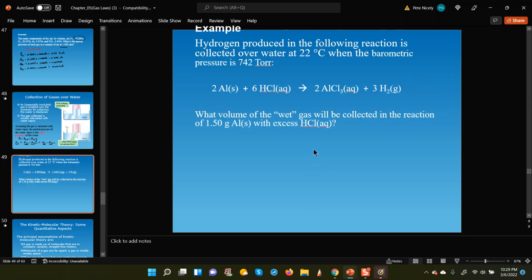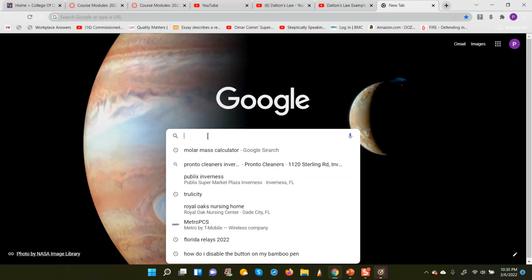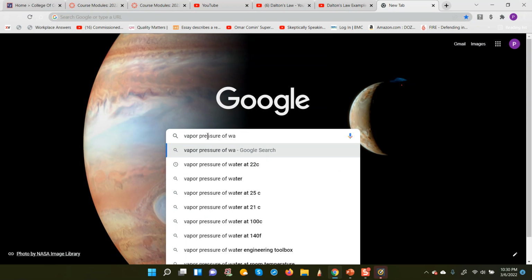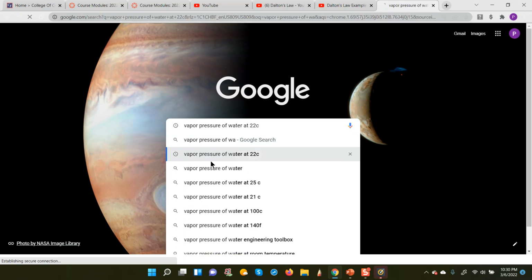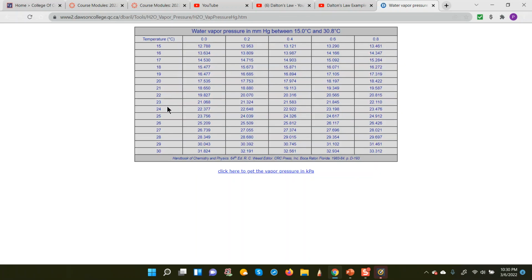Okay, so there's one thing that is missing from this question, and that is the vapor pressure of water at 22 degrees. So what I'm going to do is look that up. Vapor pressure of water at 22 degrees Celsius. And according to this, the vapor pressure of water at 22 degrees Celsius is, okay, you know what? Let me do this here. 22 degrees Celsius.